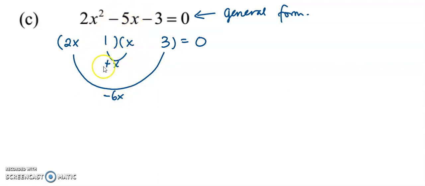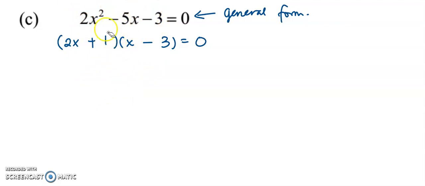Alright, so in order to get positive x here, you have to put a positive sign, and to get the negative 6x, this has to take negative. Negative 3 multiplied by 2x, you get negative 6x. Then again, we will try to expand back, and you get something exactly like the left hand side of the equation. So this is the correct one. Erase this off.